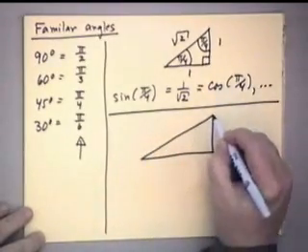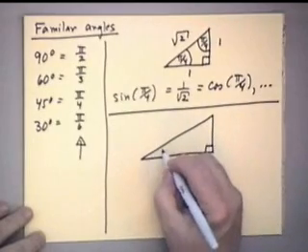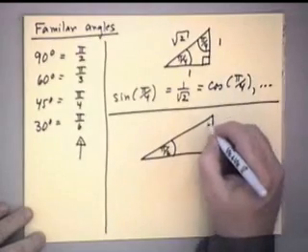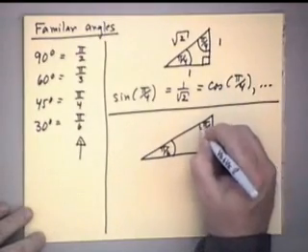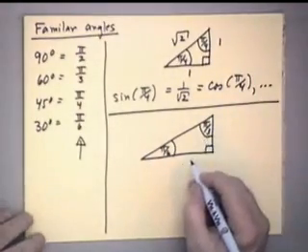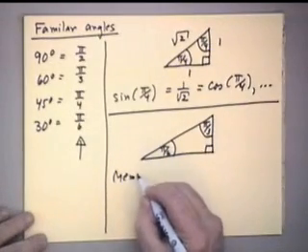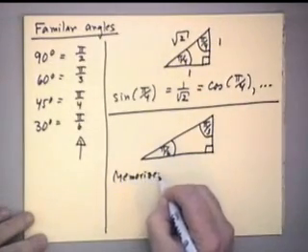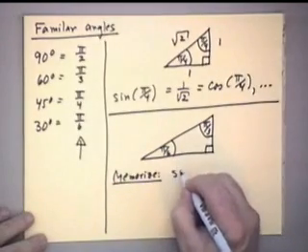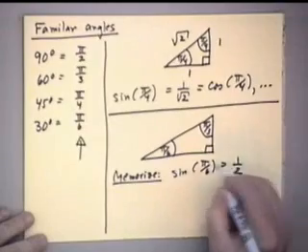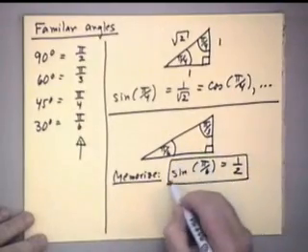Suppose we take what you might think of as the 30-60-90 triangle, which would be pi over 6 here for 30 degrees, pi over 3 for 60 degrees. And I recommend that you memorize one fact about this triangle, one trigonometric fact, which is that the sine of pi over 6 is equal to 1/2. That's one fact to memorize.